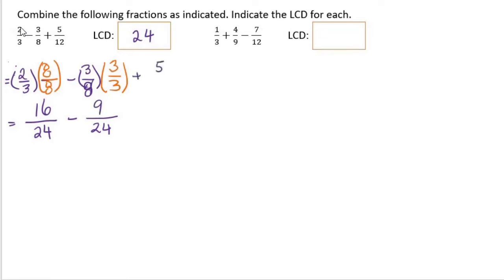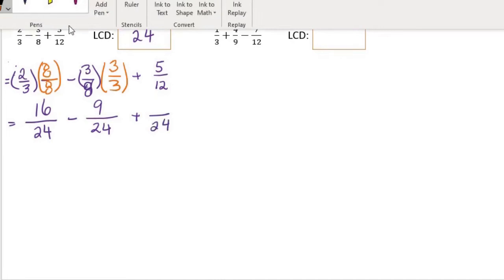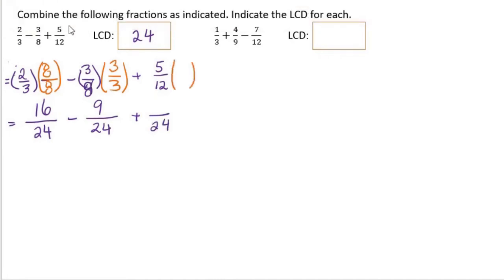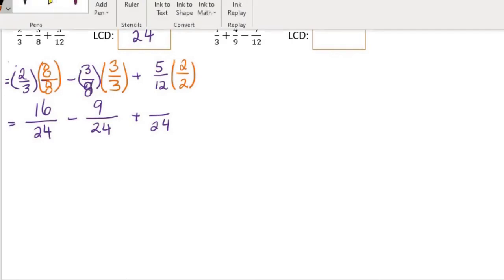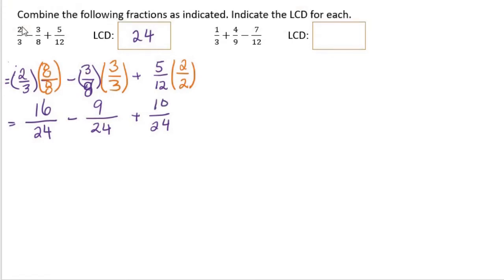And then finally, 5 over 12. We'd like a fraction again that has a denominator of 24. What do we need to multiply by in this case? Well, 12 times 2 is 24, so we'll multiply the top and the bottom of this fraction by 2. 5 times 2 gives us 10. For each problem, this will be the most involved step. After this, things are fairly straightforward.